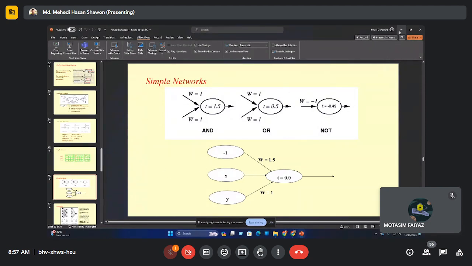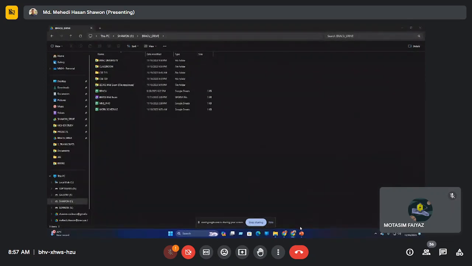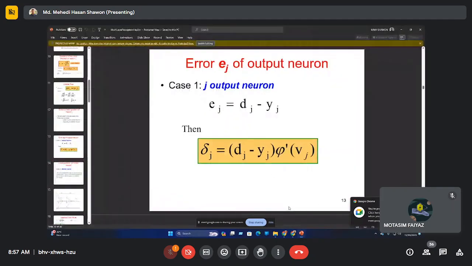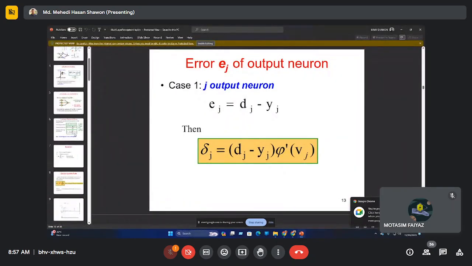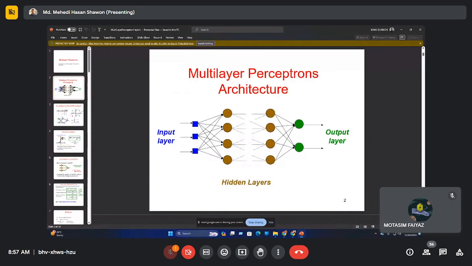So that's the theoretical background that we'll be talking about. But I want to go through another slide to give you a broad idea of what actually happens in the multi-layer perceptron architecture. Then we'll do some basic code. So as you can see, this is the multi-layer perceptron architecture.